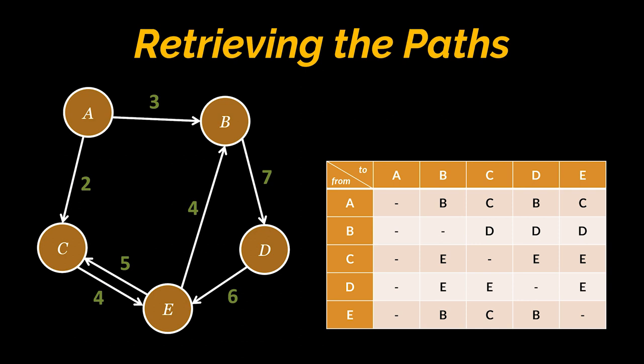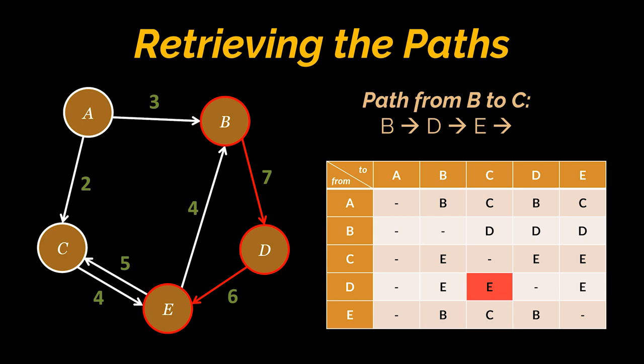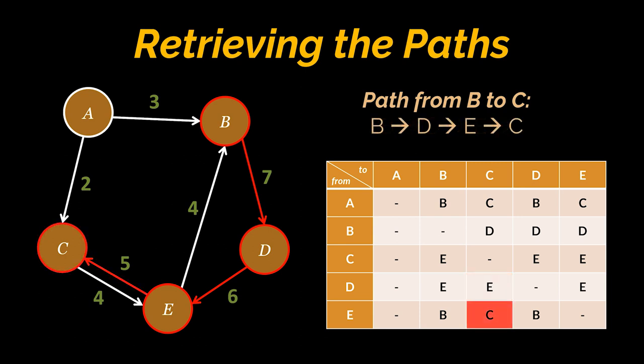So, how can we read the shortest paths from this matrix? Take the path from B to C that we had calculated in the fifth iteration. We read from the matrix, the direct successor of B on the route to C is D. The direct successor of D on the route to C is E. The direct successor of E on the route to C is C. The target node is reached. Thus, the complete shortest path is B, D, E, C.